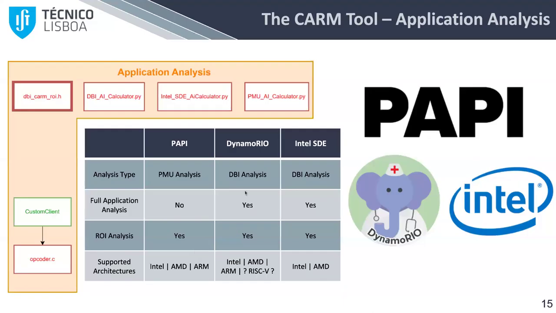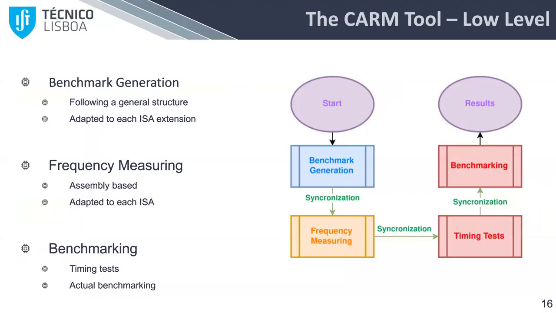Now, going back to the slides, I'll talk in more detail about what was done to allow for the support of these different ISA extensions in the CARM tool, which starts with the automatic generation of microbenchmarks that follow a similar general structure for all vendors, which is then adapted to the limitations of each ISA, followed by a frequency measuring step, and then some preliminary timing tests to ensure stable results, and finally the benchmark execution itself.